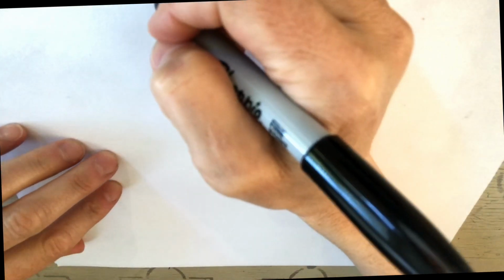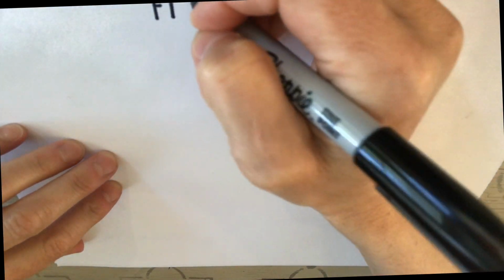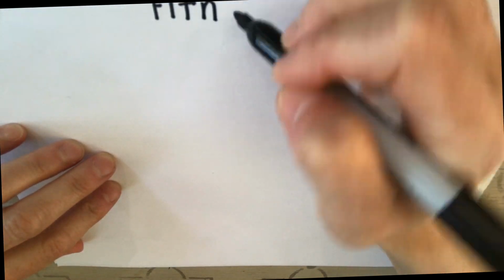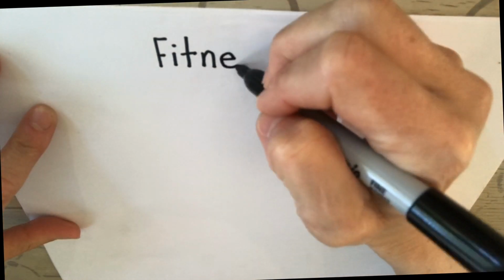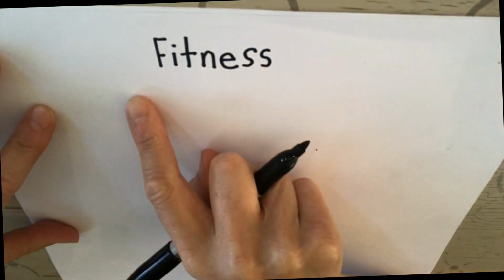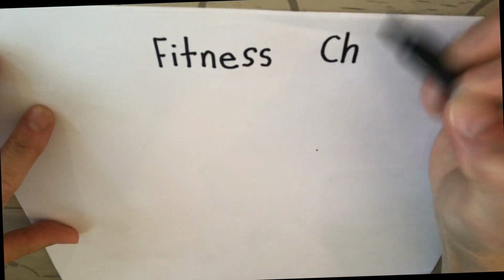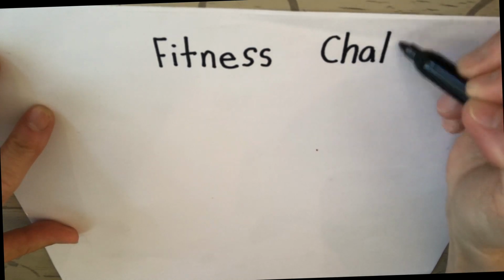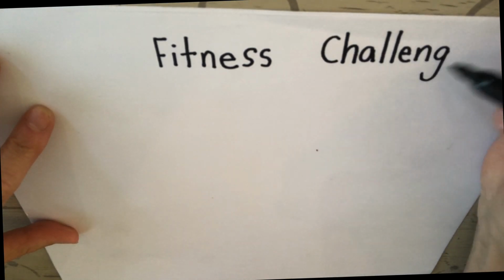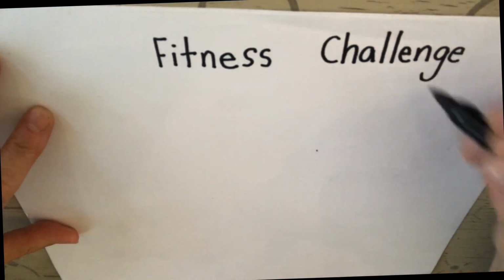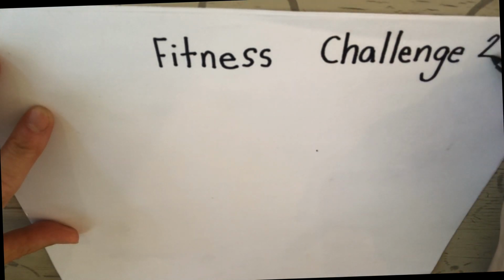I'll show you how this is done. So first I've got to make my bar graph. It needs to have a title. My title is called Fitness Challenge, and it's Fitness Challenge number 2. Make sure you can see it. Fitness Challenge. It's our CH blend. There's that G that sounds like a J, and magically, fitness challenge number 2.